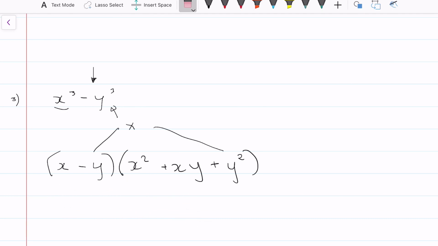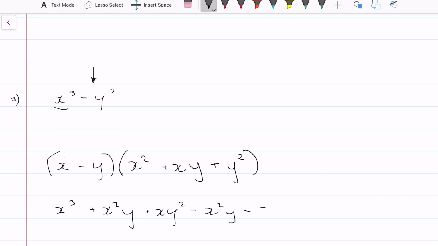I'm going to multiply this one out just so that you guys can see that the answer is correct. We're going to multiply x into everything. So we get x cubed plus x squared y plus xy squared. Then we're going to multiply a negative y into everything: minus x squared y minus xy squared minus y cubed. This cancels with this term, xy squared cancels with minus xy squared, and we're left with our answer. So we know that that is correct.